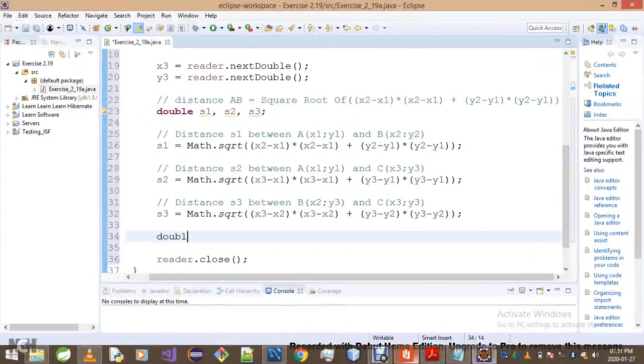So S is given as S1 plus S2. I don't know, I'm used to having space in between my operands and operators as opposed to putting everything together without spaces in between. Okay, simply divide that by 2.